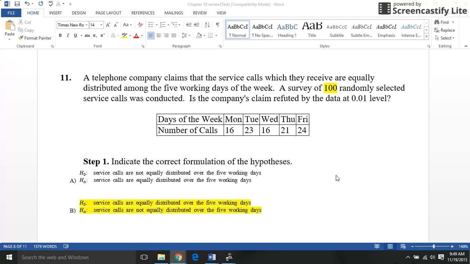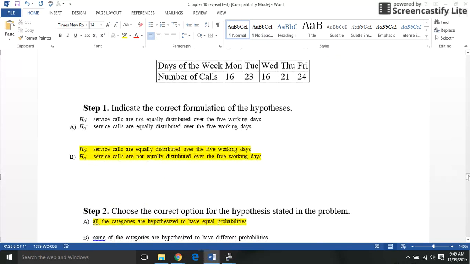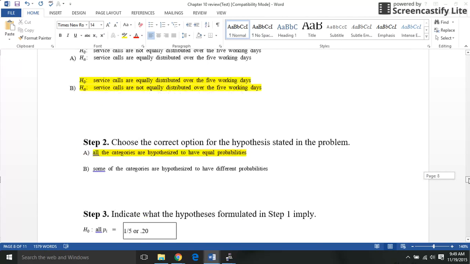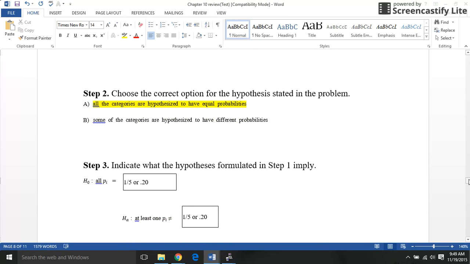So my null hypothesis is service calls are equally distributed over the 5 working days. For these kind of problems, that's the only kind of null hypothesis you can have, is that they're equal. The alternative is that they're not equal. So when you're looking for the correct option for the hypothesis, it's A. All of the categories are hypothesized to have equal probabilities. We'll look at one in the next video where they have different ones.